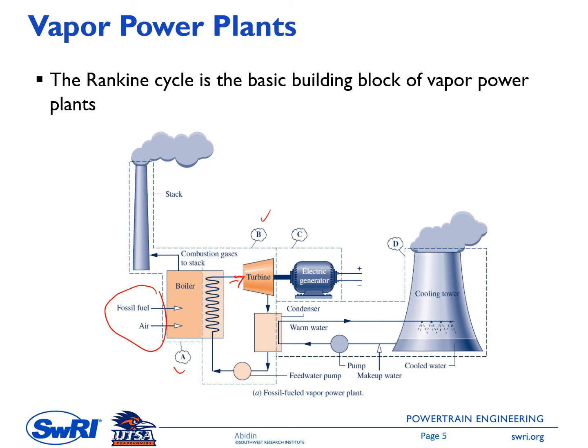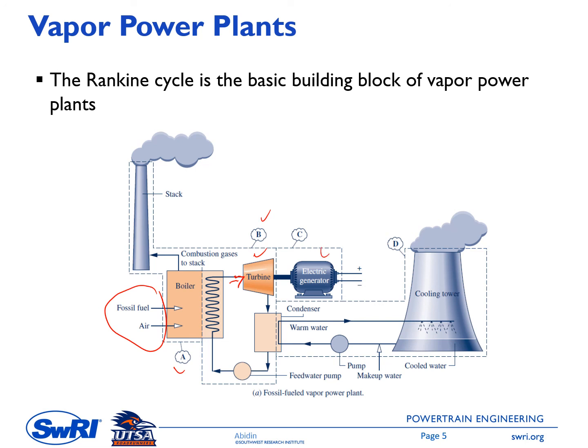It has four important, or principal, components. One is the boiler, and the second one is the turbine. The turbine generates power. The turbine converts thermal energy. This energy is coming from the working fluid flowing through the turbine, and then this power is transferred to the electric generator to generate electricity.